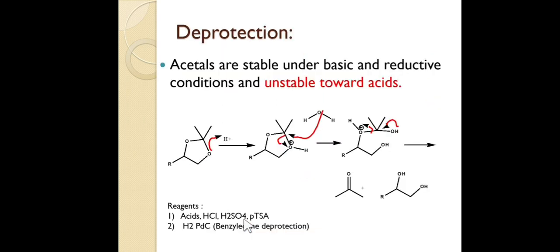Now let's go for the deprotection. So for the deprotection, as you can see, acetals, both dimethyl acetal as well as benzylidene acetal, are stable at basic condition. Also they can sustain the reductive conditions like NaBH4 and so on, but they are unstable towards acids. So if we have strong acids like HCl, H2SO4 or PTSA, then it gets deprotected.